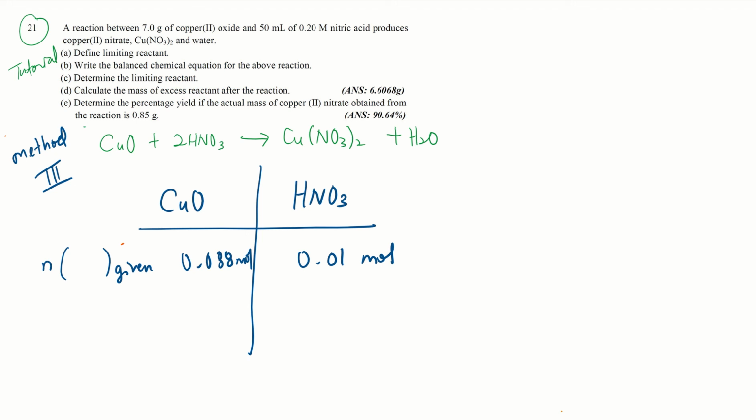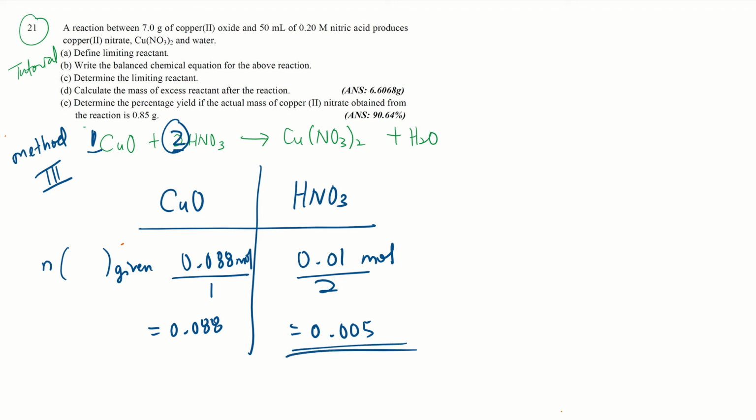To determine the limiting reactant, look at the balanced equation. It is very important. For these 3 methods, the balanced equation is very important to help you determine. So this one is 1 mole, this one is 2 mole. Directly divide by 1, you will get 0.088. This one is 2 mole, divide by 2, you will get 0.005. Sorry, this one is the ratio, we talk about the ratio, not the number of moles. So which one gives you the smaller value? Very obvious, very direct, the fastest one. So this one is the limiting reactant.